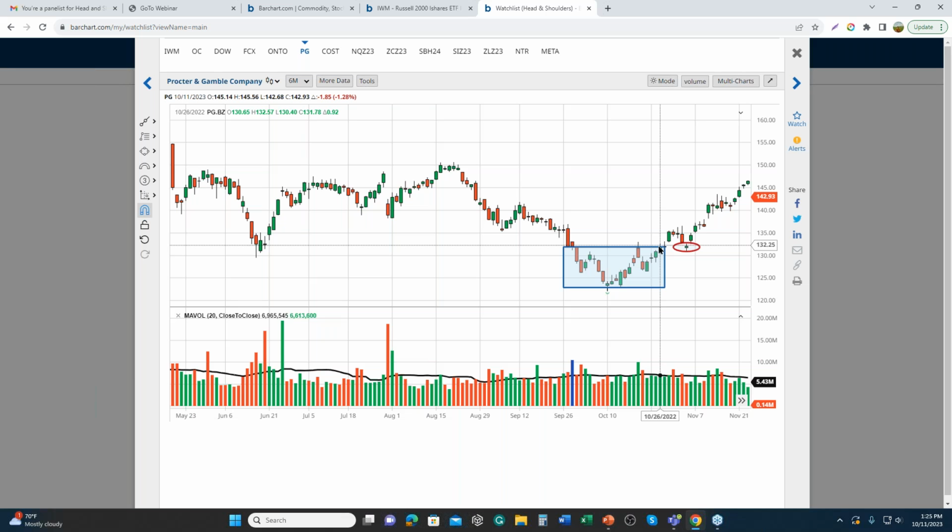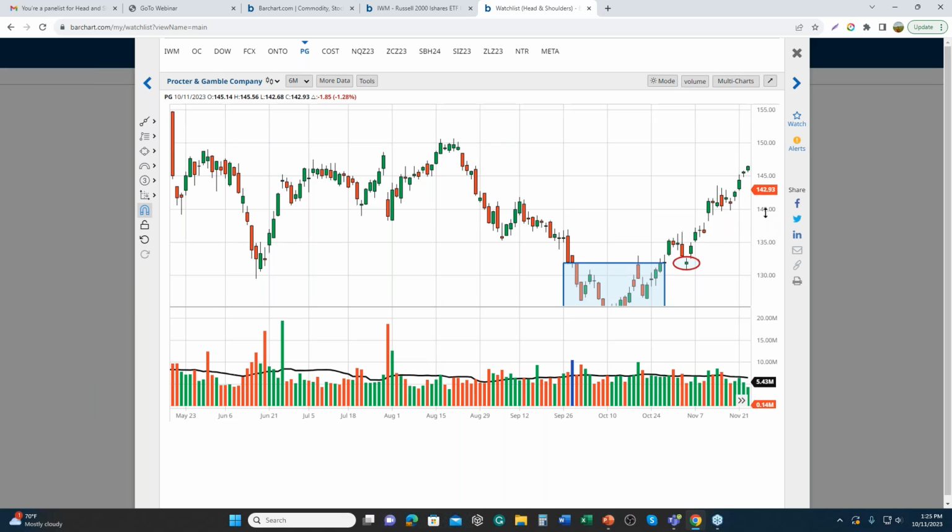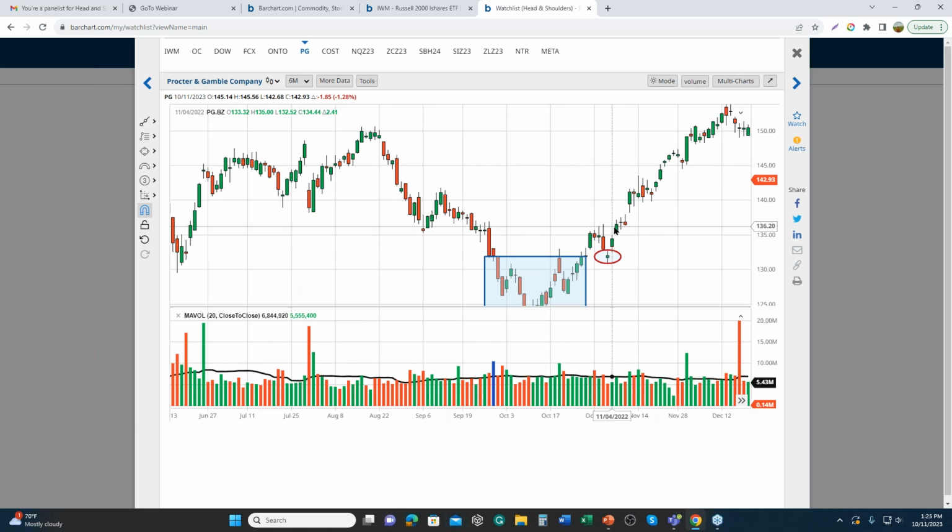But in this one, I think that would breed a retest. What we do see post retest is multiple gaps, and gaps are a sign of strength. So that is really what overcame and let this particular stock rally up.